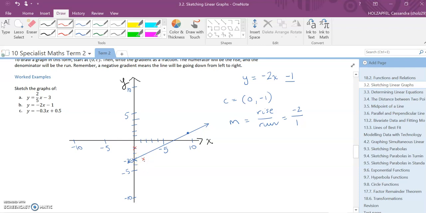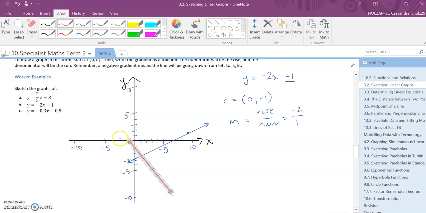Now we could stop there and just do our 2 points, but I always do a third one just because I want to double check. So again, we're going to go down 2 and across 1, so that's going to be about there. That's a much nicer line, can I just say? All right, so let's draw our line now. So this is going to go through this way here.